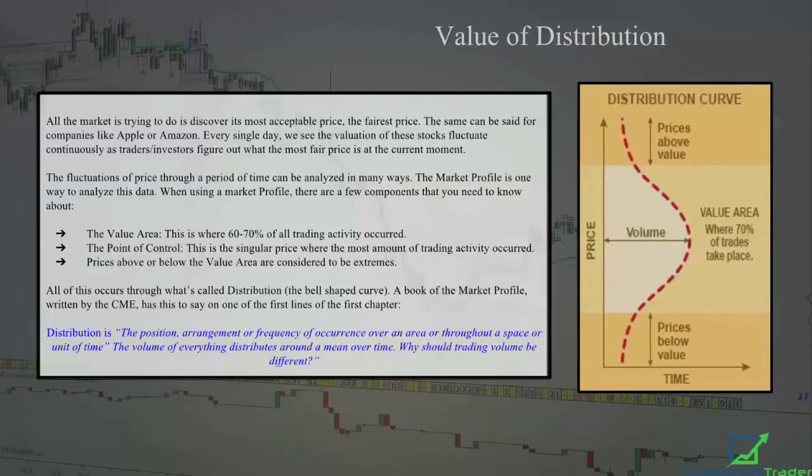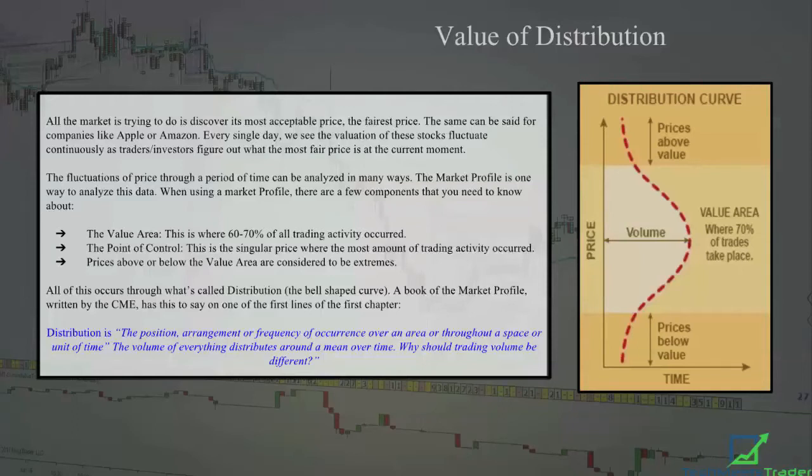Number three, we must keep in mind that prices above or below the value area are considered to be extremes, or unfair highs and unfair lows. All of this occurs through what's called distribution, or the bell-shaped curve.